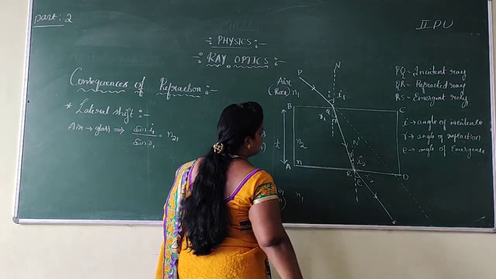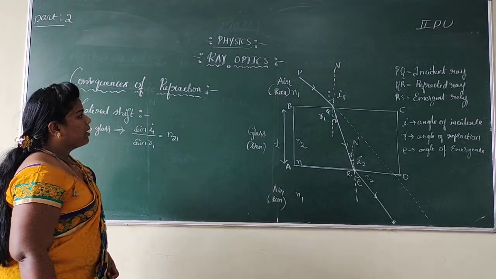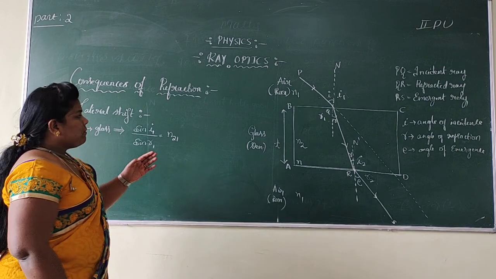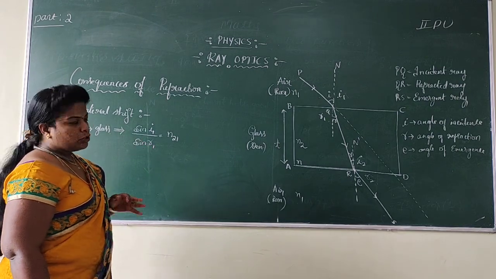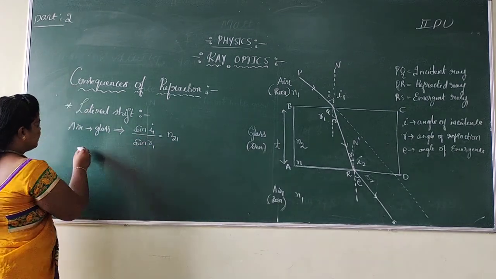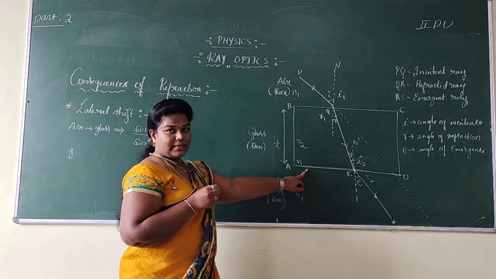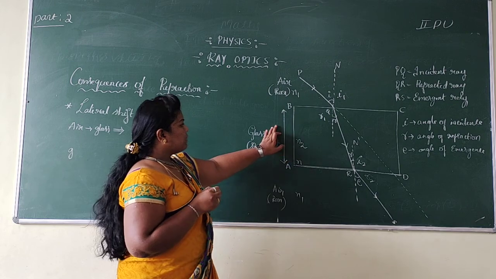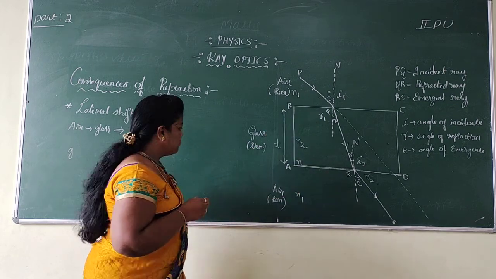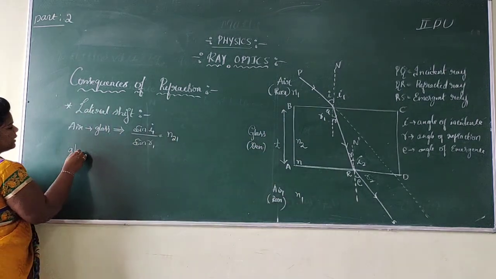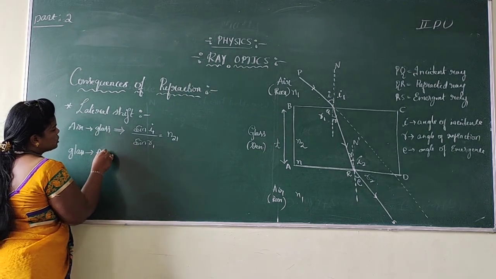And again I am going to consider this one as N1. So my dear students, the ray of light is traveling from N1 to N2. Similarly, now for the second phase, the ray of light is at the AD phase. The ray of light is traveling from glass to air.